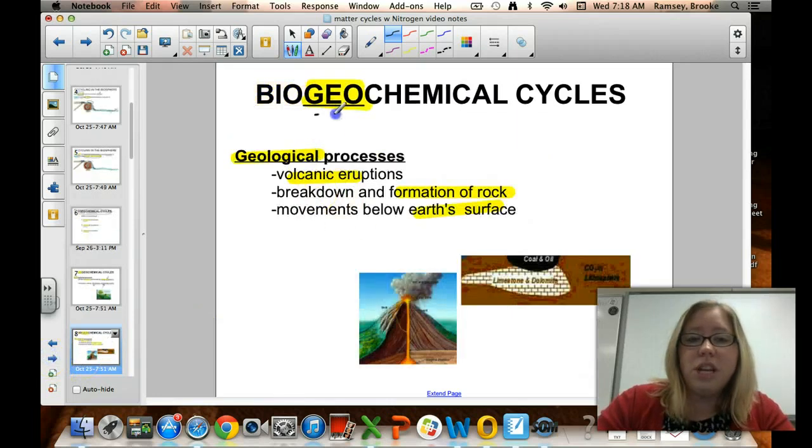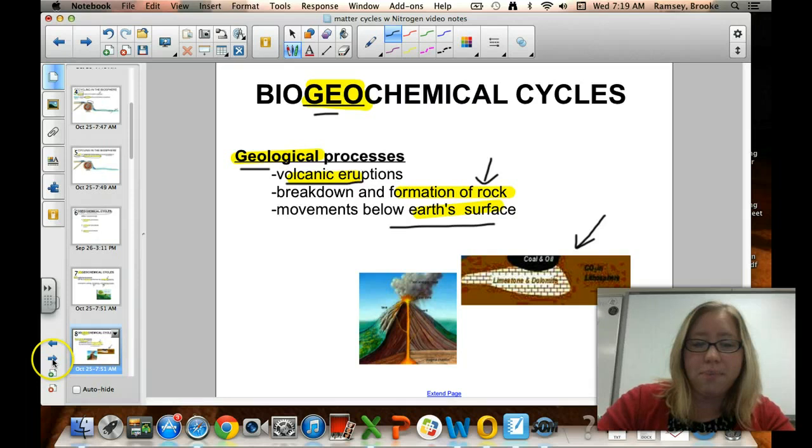Now when referring to geo, we're referring to the geological, which is like the earth processes. So we can rearrange and change matter through earth processes. So volcanic activity can change and rearrange matter. Reforming and breaking rock can rearrange and change. For example, coal and limestone can rearrange carbon molecule atoms. And then also earthquakes, movements of the earth's surface and things like that can also rearrange and change matter.